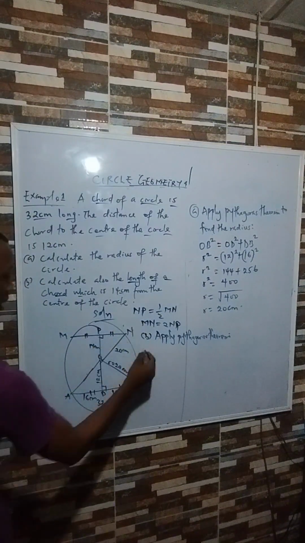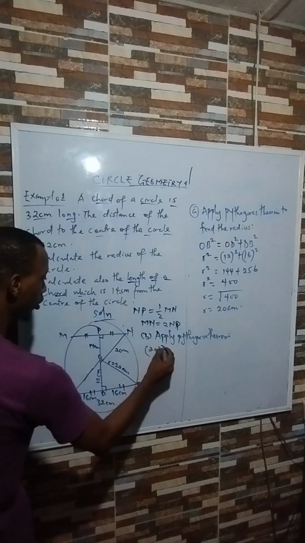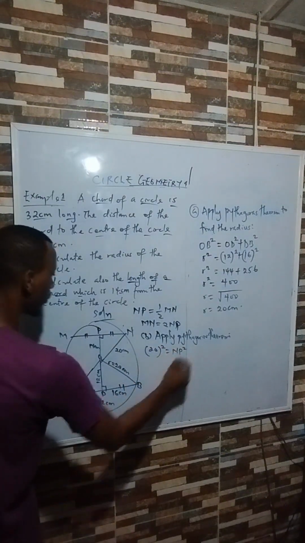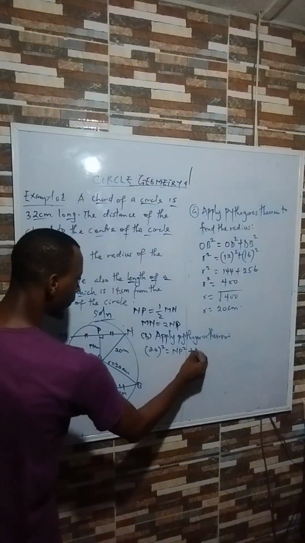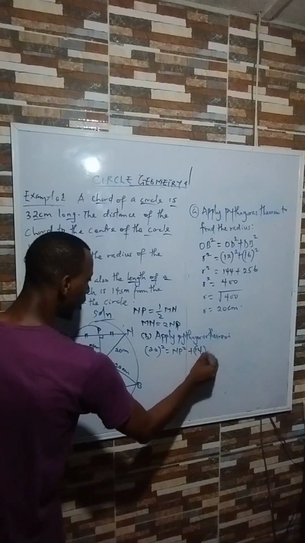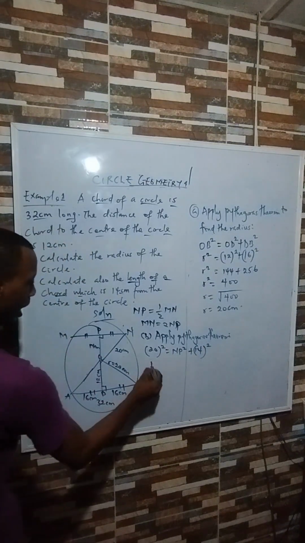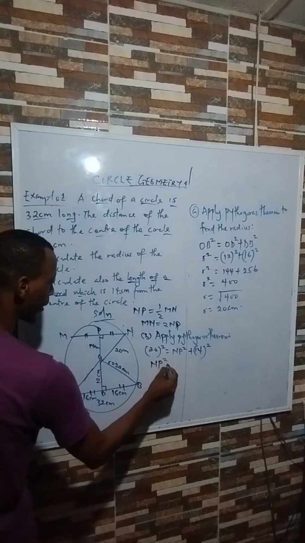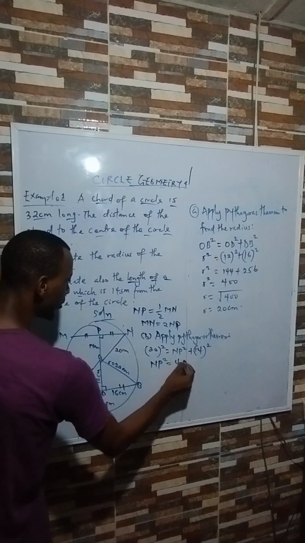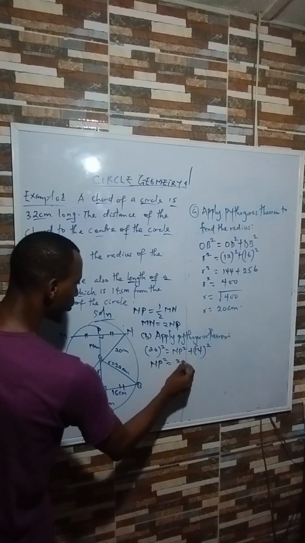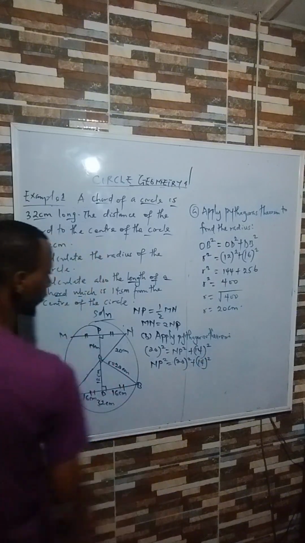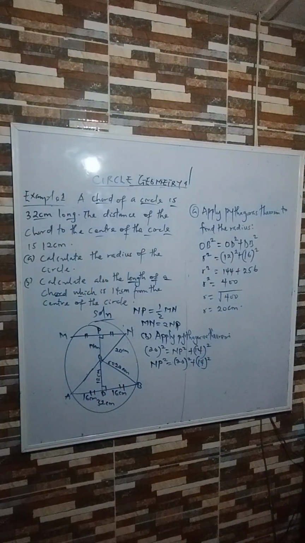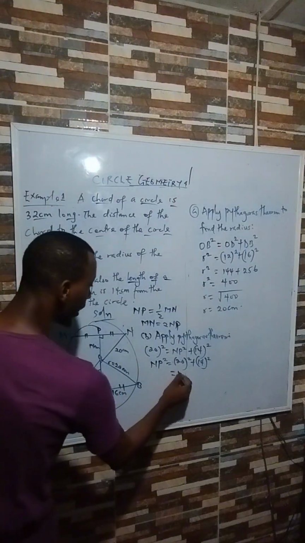So the hypotenuse here is saying that 20 all square is equal to NP all square plus OP, which is plus 14 all square. Let me just have it as 20 all square plus 14 all square. That is what we are going to have here.